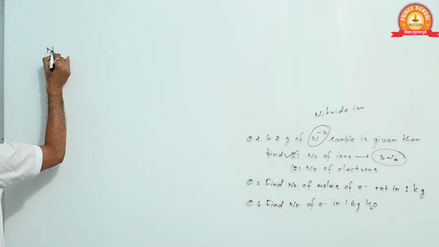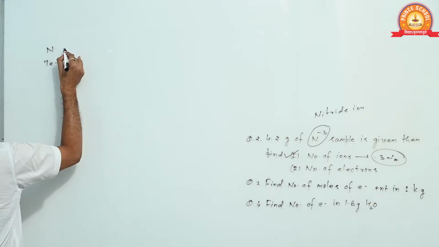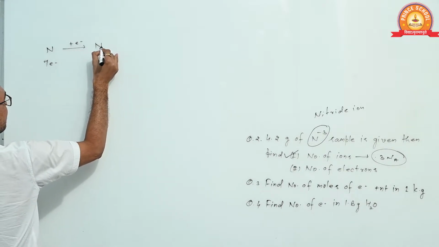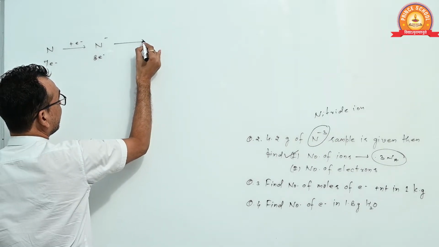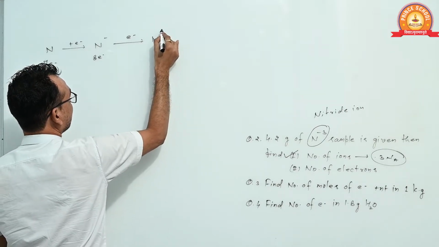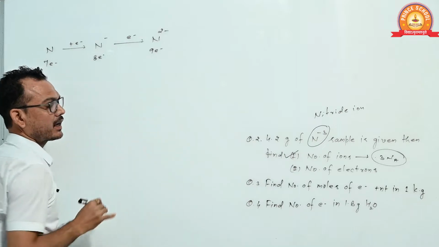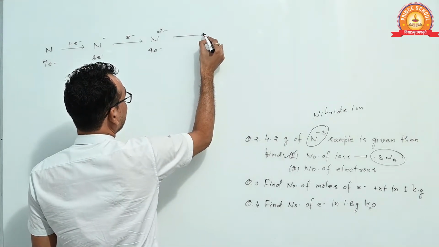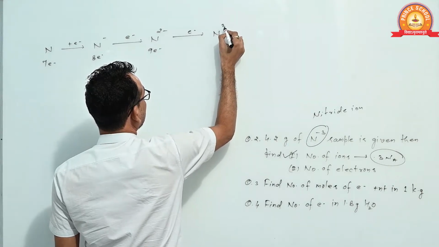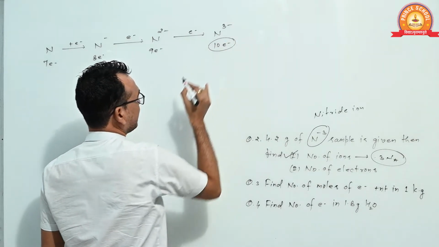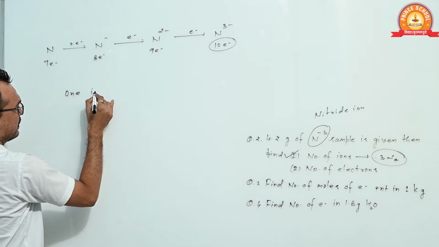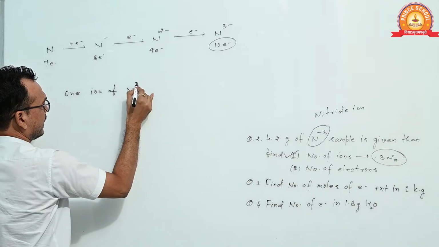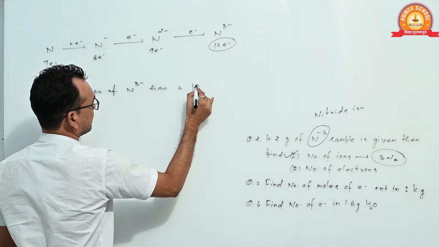What is the procedure of the formation of N3 minus? Suppose we have nitrogen, it contains 7 electrons. After adding 1 electron, it converts into N minus. Now it contains 8 electrons, and again we add another electron, then it converts into N2 minus. Now it contains 9 electrons. Clear? And when we add another electron, it converts into N3 minus, which contains 10 electrons. It means 1 ion of N3 minus has 10 electrons.